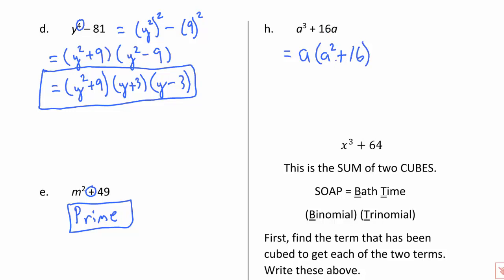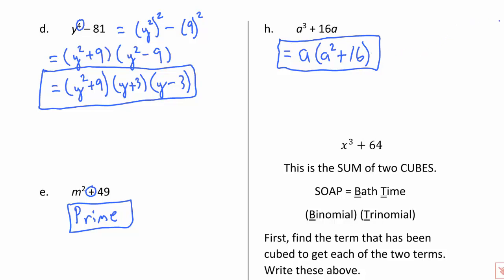Notice, however, this a squared plus 16 cannot be factored any further because it's a sum of two squares. The a squared plus 16 is prime. However, you cannot write prime as your answer because this is in fact a factorization of the original problem. So be aware that just because you get a sum of two squares doesn't mean that your answer will always be prime. It's just that this a squared plus 16 is prime, which means your factorization is a times a squared plus 16.